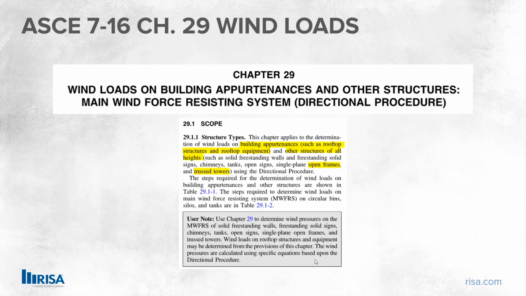Now, maybe you're not in a zone where seismic is going to govern the design of these structures, and so you need to consider wind. We can go to chapter 29 of ASCE 7-16, which pertains specifically to wind loads on building appurtenances and other structures. In the highlighted text, we see rooftop structures, rooftop equipment, open frames, and truss towers. I'm personally going to classify our structures there, but there might be another standard that you feel is more applicable to your types of structures. But this is what we're going to reference for our sake.